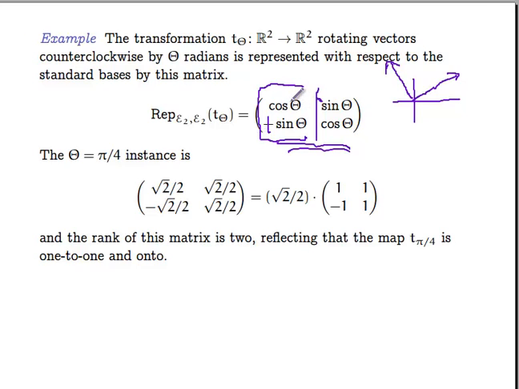Because the rotated 1, 0 basis vector is going to be cos theta, sine theta. You can see that from trigonometry. And the rotated 0, 1 vector is going to be minus sine theta, cos theta. Okay. So when you do the pi over 4, the matrix is going to be like this. And notice that this matrix has rank 2.